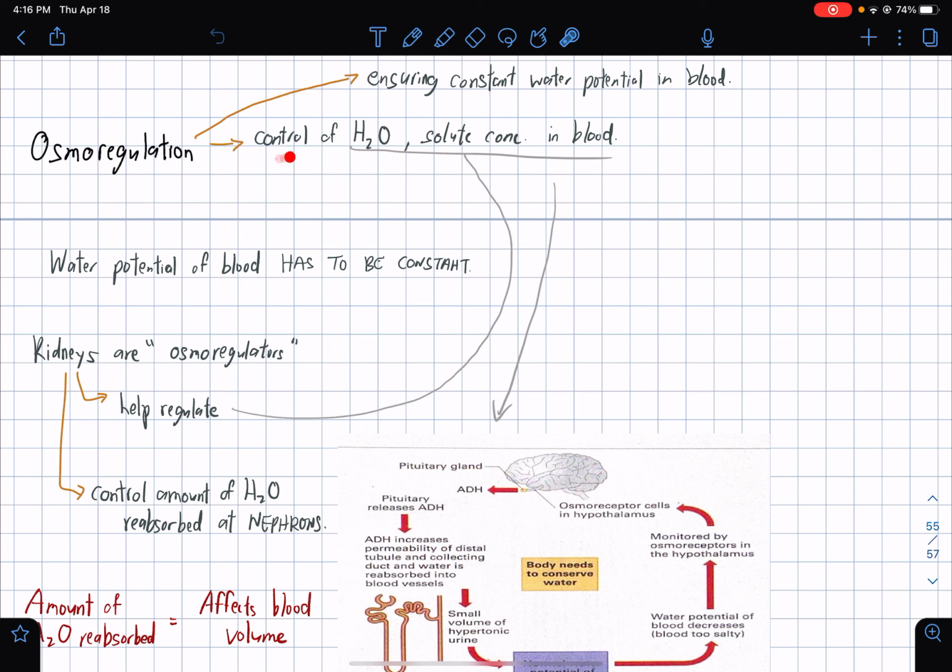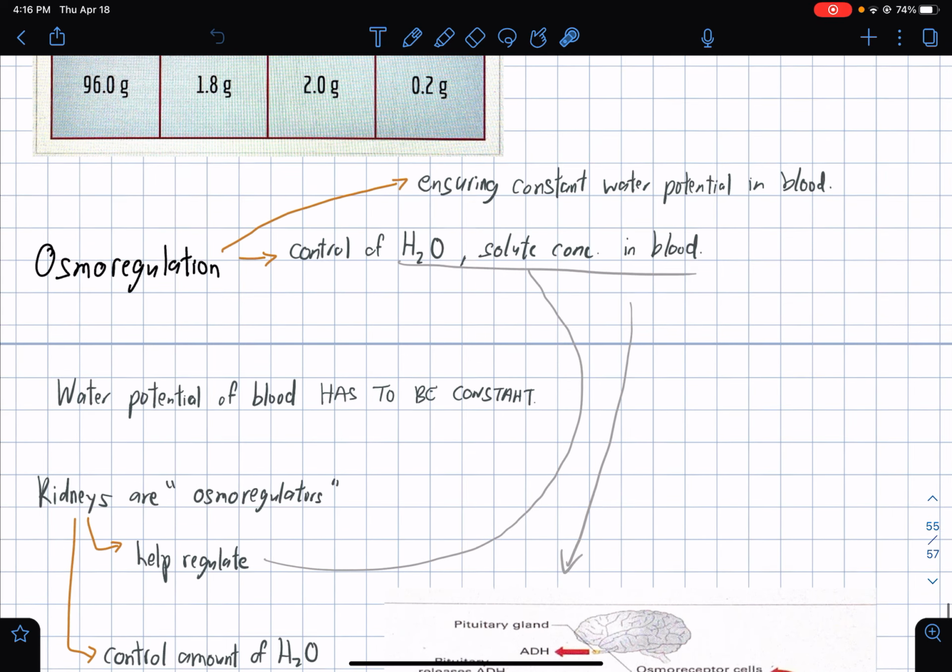Osmoregulation is basically the control of water and solute concentration in the blood. So the process ensures constant water potential in the blood. So what is water potential in the first place?